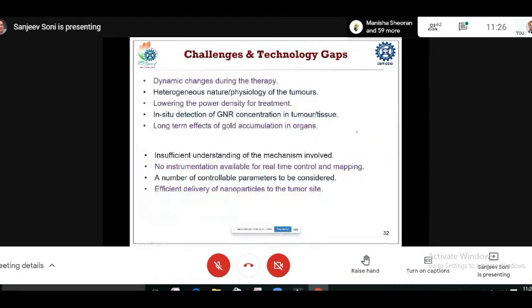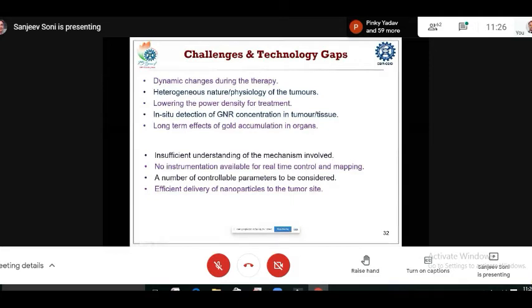There are a lot of challenges before the translation of this technique into actual practice. For example, when we go for such therapeutics, changes occur during the therapy itself. There are changes in the optical coefficients because of changes in the tissue structure due to heat, and also each and every tumor is totally different. The blood flow, the nanoparticle injection, etc., are all very different.